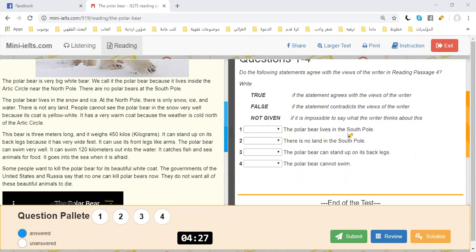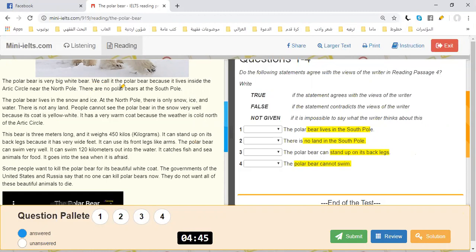The first sentence: the polar bear lives in the South Pole. Second: there is no land in the South Pole. Third: the polar bear can stand up on its back legs. And the fourth: the polar bear cannot swim. We start with the first. The polar bear is a very big white bear.